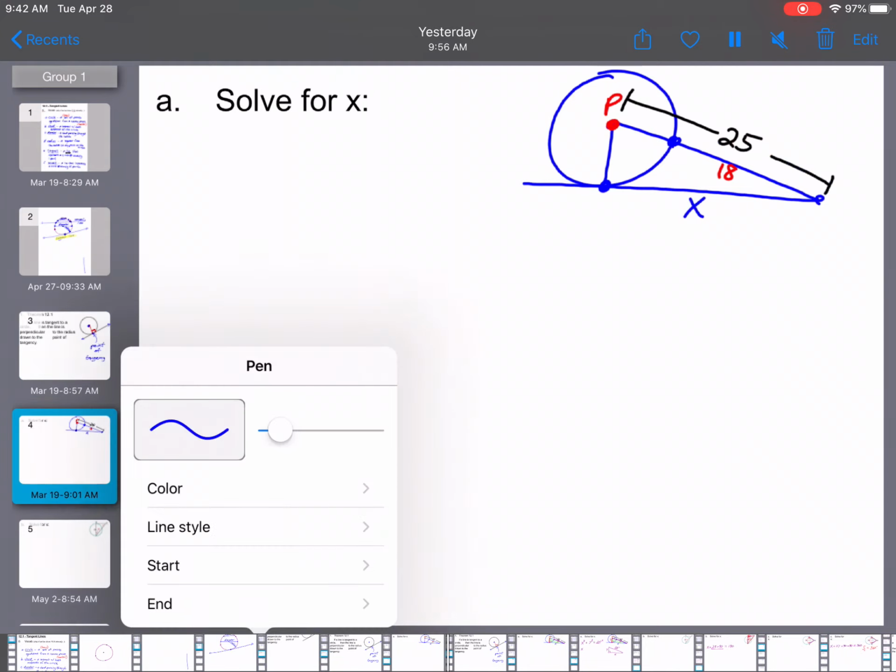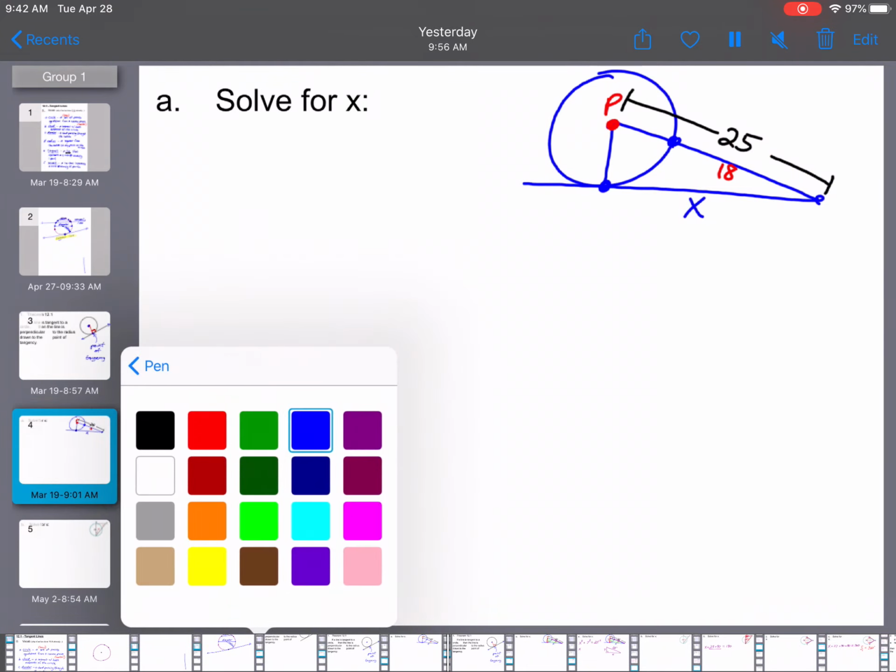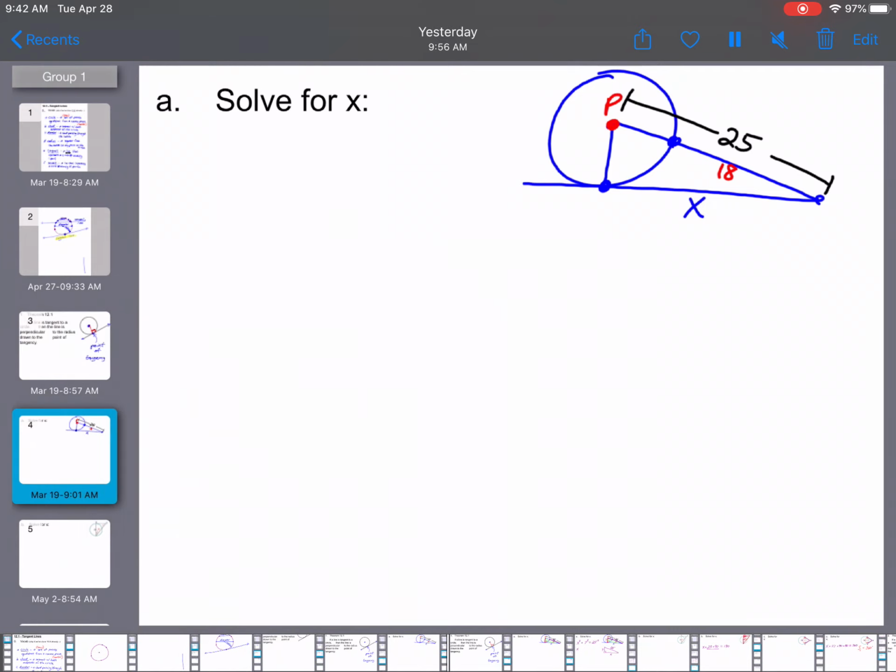So as we look at this figure, we have ourselves a right angle that's going to be formed between the radius and the tangent, at that point of tangency right there. So here comes our right angle.